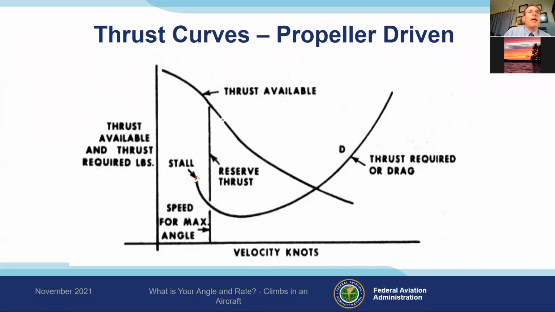And of course, down here at the bottom is our stall speed. That's as slow as we can fly in unaccelerated flight. We have this whole speed regime from here to here that we fly in, and this ends up being our maximum level flight airspeed.